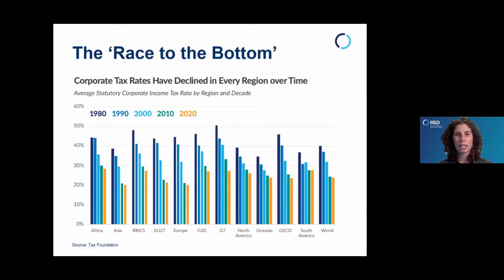Developed and developing countries have agreed that this must stop. With sustainable development goals to meet and COVID to pay for, they can no longer afford to forego the vital tax revenues to multinational corporations. Moving to the next slide.